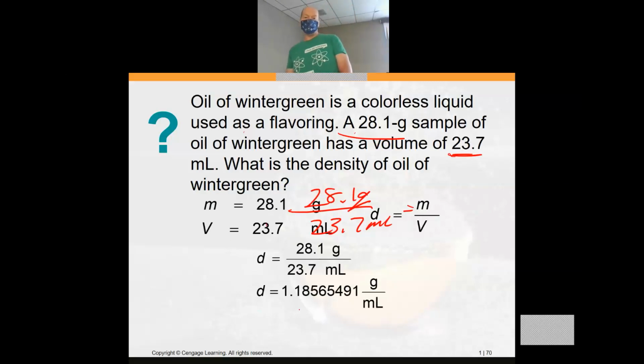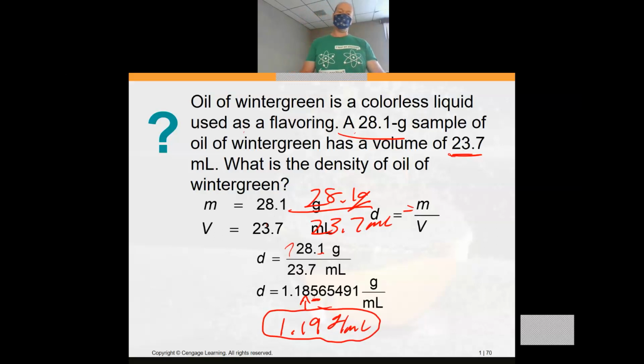So you have 1.19 because that is a 5 or greater, and so it goes up by 1. Make sure you have the right sig figs. Make sure you have grams per milliliter. You can't say that the density of this is 1.19 because we just saw in the last slide, density has all kinds of units you can use. Grams per milliliter, grams per liter, kilograms per meter cubed. You must put the units.